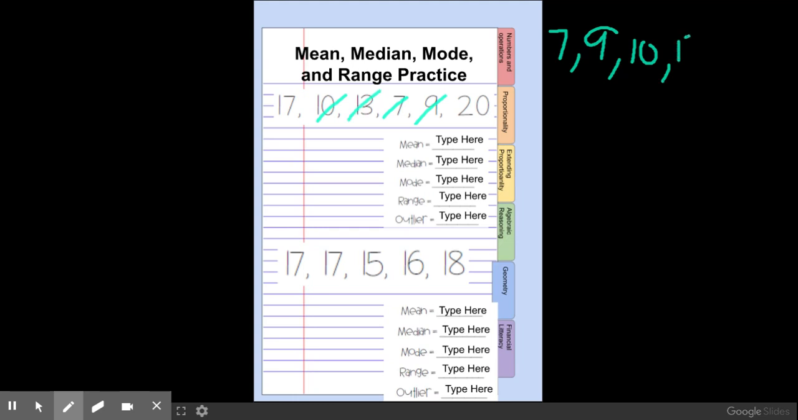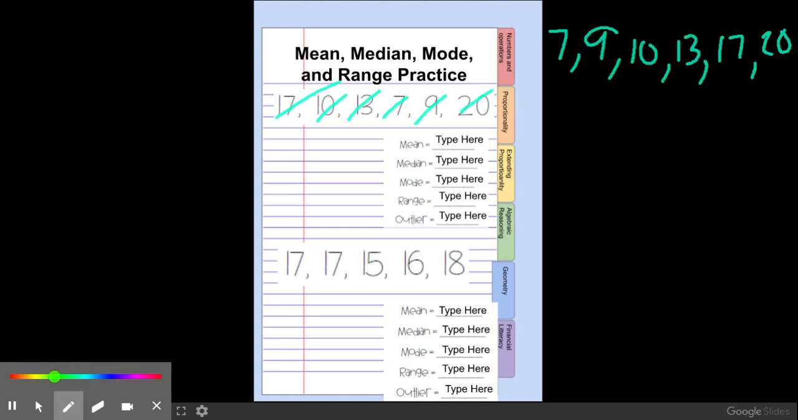Then 13, then 17, and then 20. Okay, so the first one it's asking us to find is the mean. So when we find the mean, we have to add all these up, and then we're going to divide by however many pieces of data there are. So the first thing is we have to add them up.